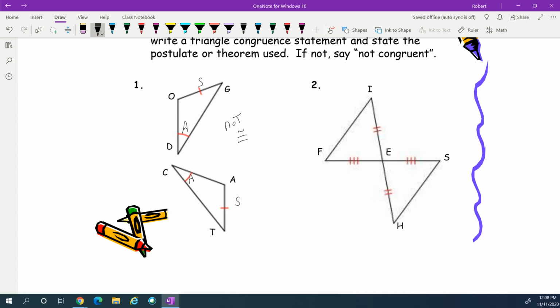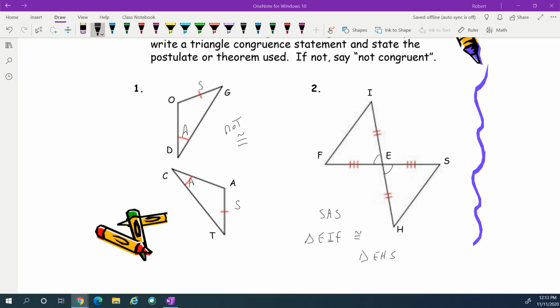And our last one here, very similar to one that we've already looked at. And this is congruent by SAS. Vertical angles right there in the middle. Naming the triangles, I'm going to say the first one, EIF. So I have to match it. Look at my pattern, EIF, and I'm going to match that with EHS.